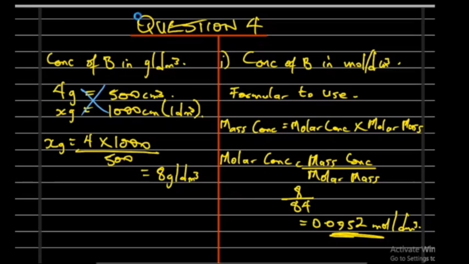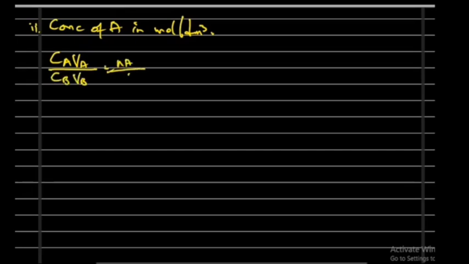And then we move to the next question, which is still talking about question 4. We have to look for concentration of A in mole per dm cube. So we can make use of this formula, CAVA over CBVB equals NA over NB. So let's make a straight line equation out of it. So we have CAVANB equals CBVBNA. And what we're looking for is CA.